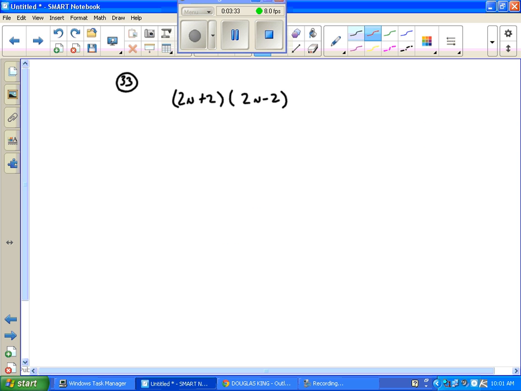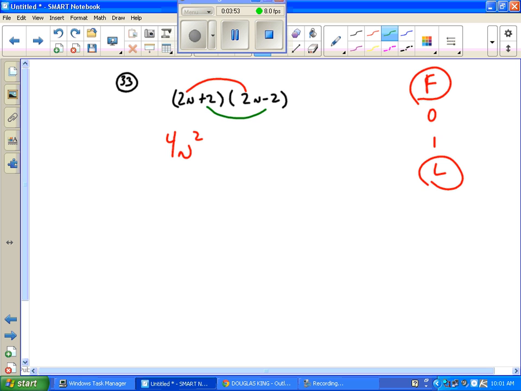Number 33, again, just conjugates here. Notice 2n and 2 is the same in both of them. One's plus, one's minus. So instead of doing FOIL, we'll just do F and L, and we'll get to the correct answer. 2n times 2n is 4n squared, because you add the exponents, 1 plus 1. And the last terms, 2 times negative 2 is minus 4.